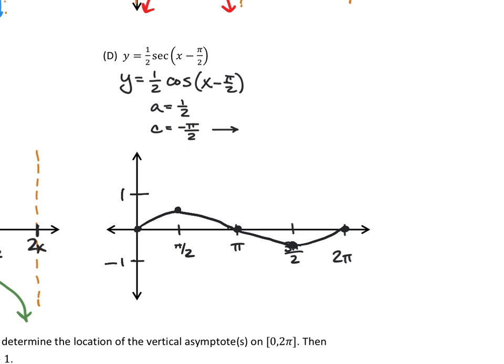Now, of course, we want to know where the vertical asymptotes for the secant function would happen, which would be at all the places that cosine has a 0 or has a center point, which is at 0 and at pi and at 2 pi. So our secant function will just occur in between those. So my secant function will look something like this.